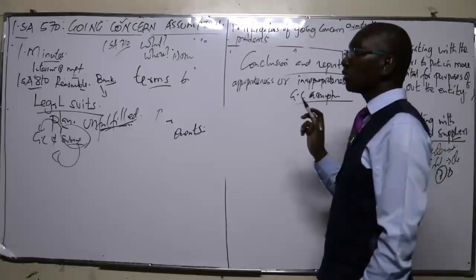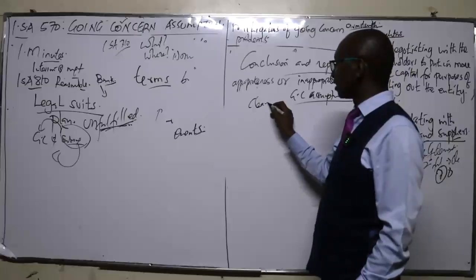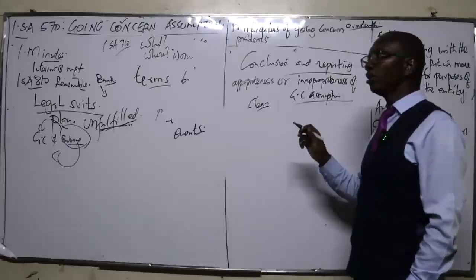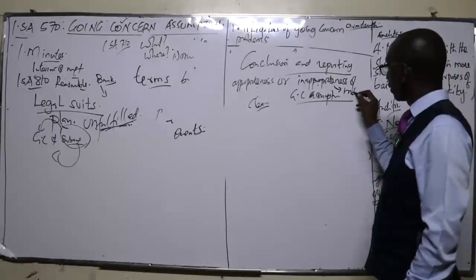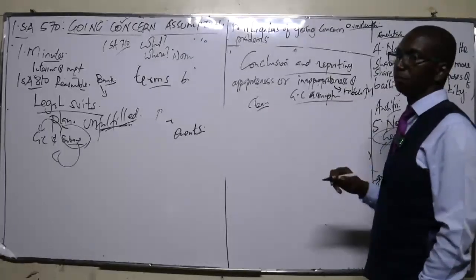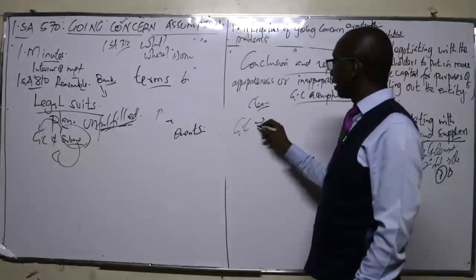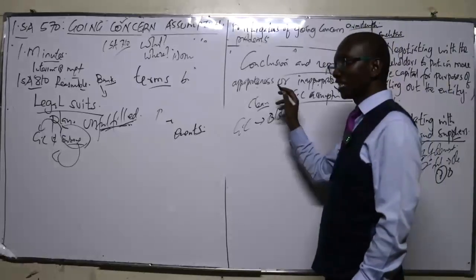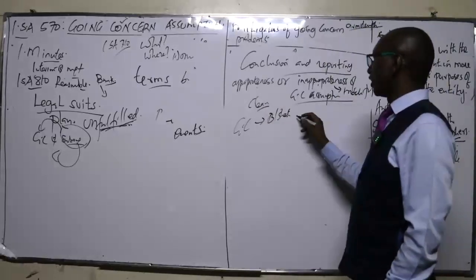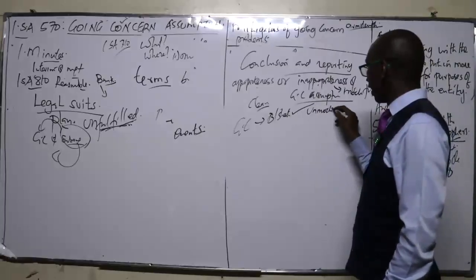So if the going concern assumption is appropriate, the auditor will give a clean report. If the going concern assumption is inappropriate, this is when the auditor will modify his report. Let me give you an example. If an entity is a going concern and the client has prepared a balance sheet, then the going concern assumption is appropriate, we will issue a clean report.